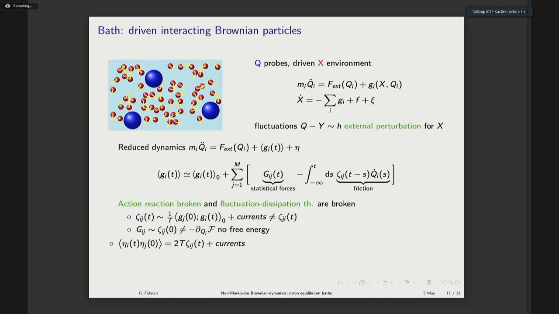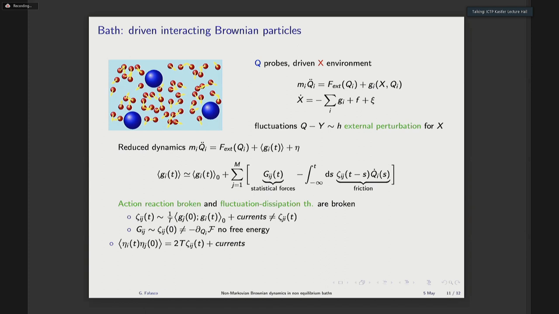So the motions of the blue particles are just a small perturbation on the environment that is out of equilibrium. And so using non-equilibrium linear response, you can essentially derive a generalized Langevin equation for these big probe particles in the non-equilibrium environment. And I just want to flash some properties before concluding.